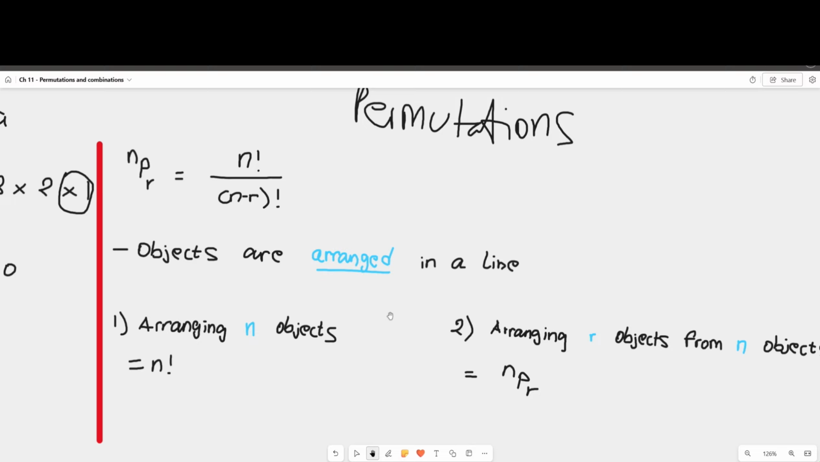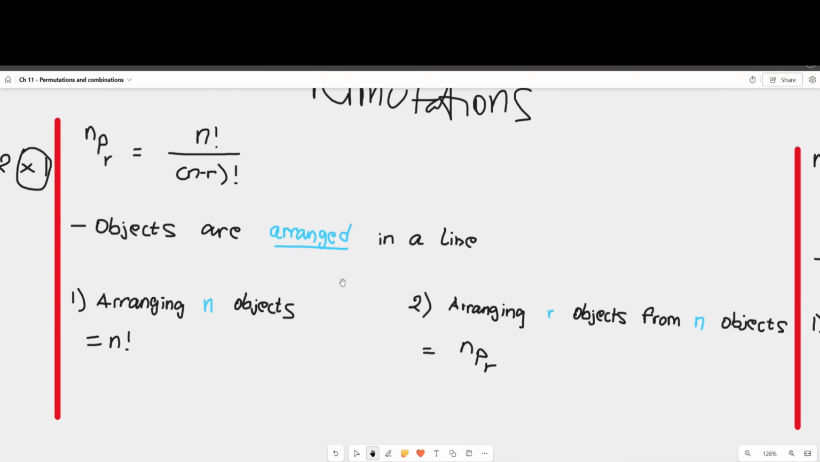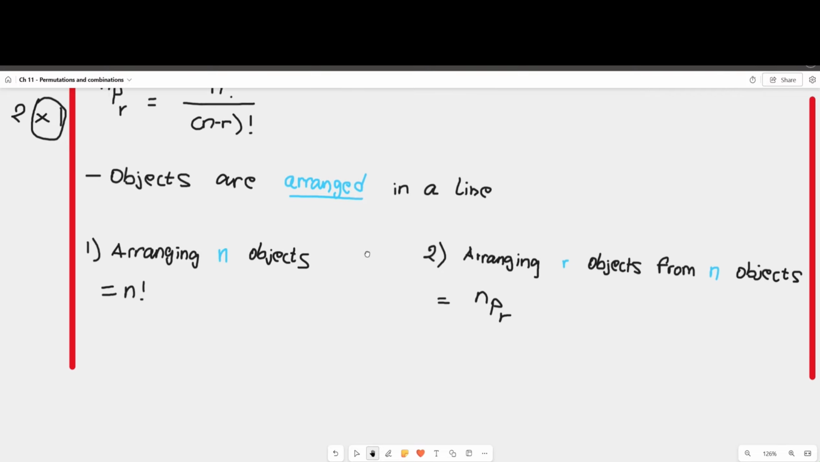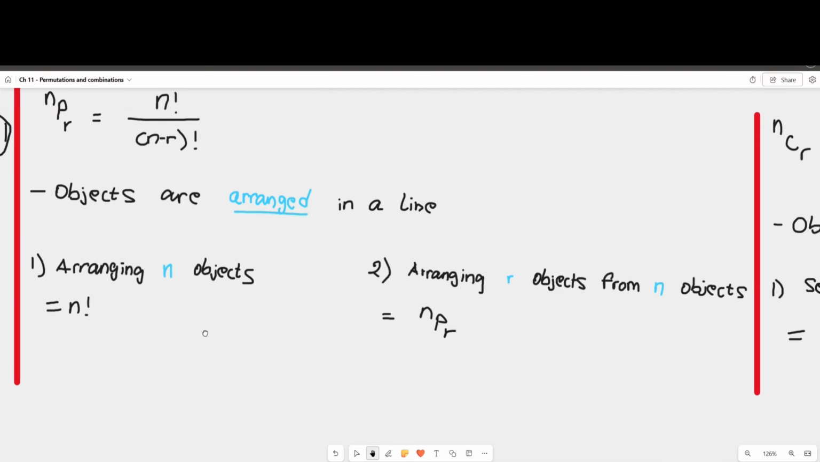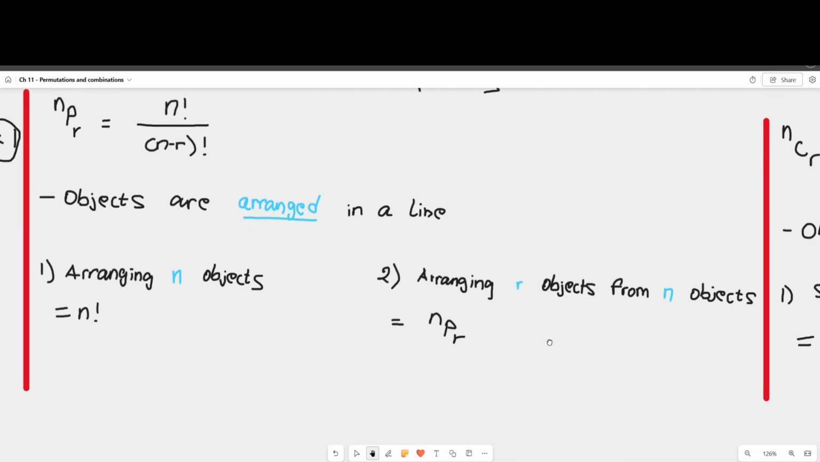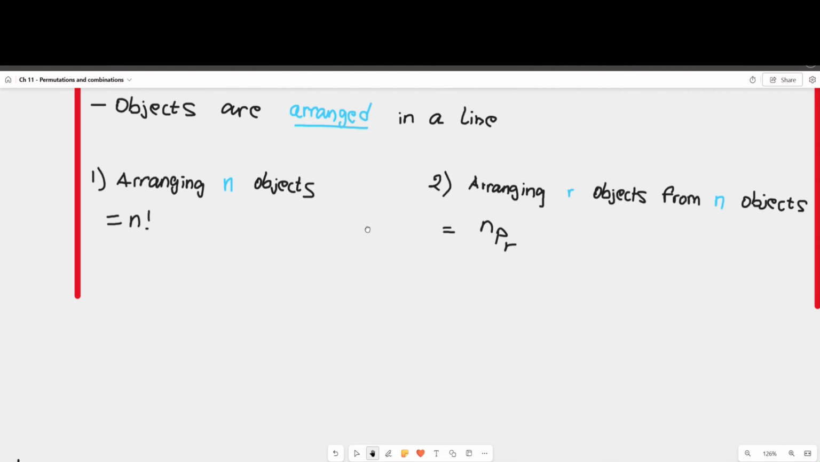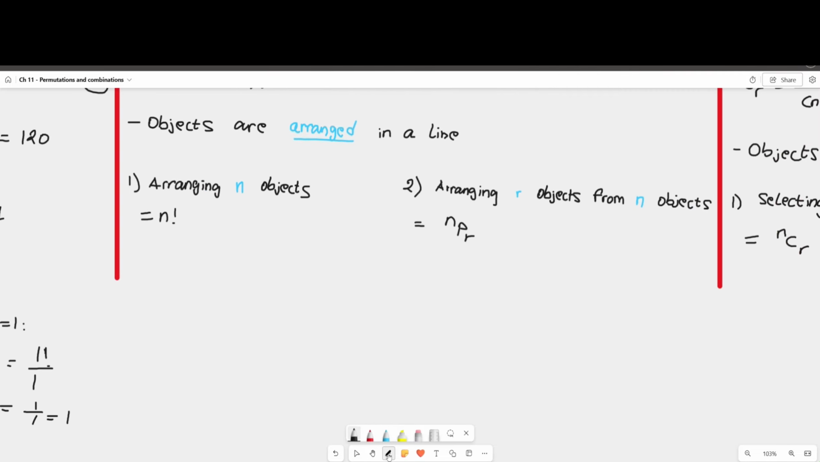A permutation is basically when you're given some objects and you have to arrange them in a line, with arrange being a keyword. So if you ever see in the question arrange or a synonym of that, that means that you have to use permutations. There are two cases: arranging n objects, which is just n factorial, and arranging r objects from n objects, which is nPr, or you use this formula. So let's take some examples.